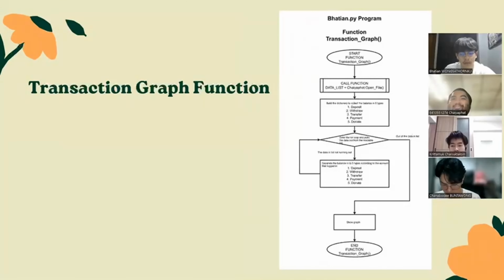Next is transaction graph function. So in this function, first we call the function open text file from the open file module to collect the data in the list. Then it will enter the decision in for loop that will collect the data in list one by one until it runs out. Then it will show graph and this function will end.